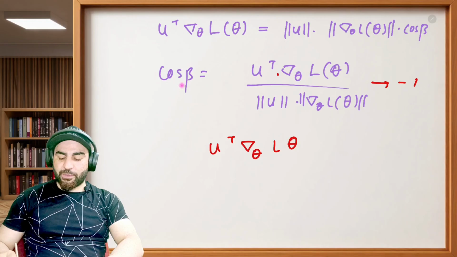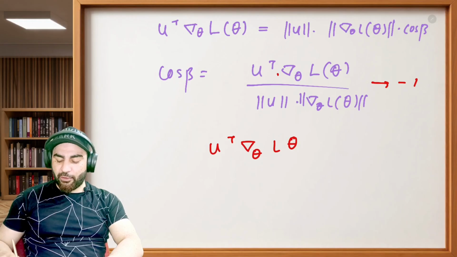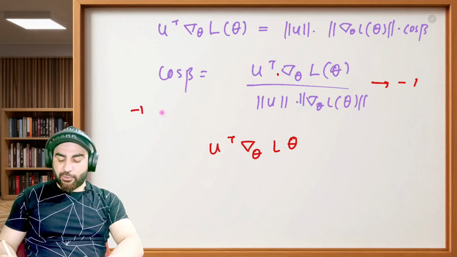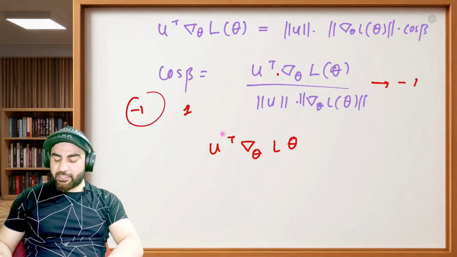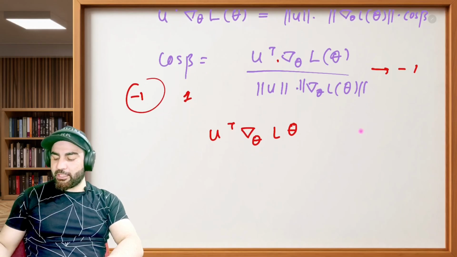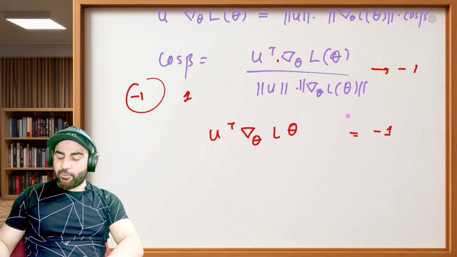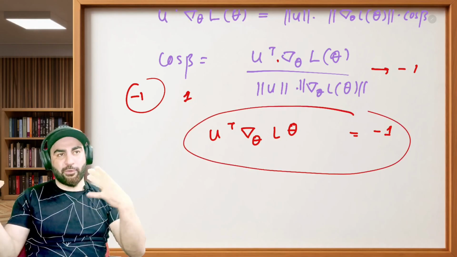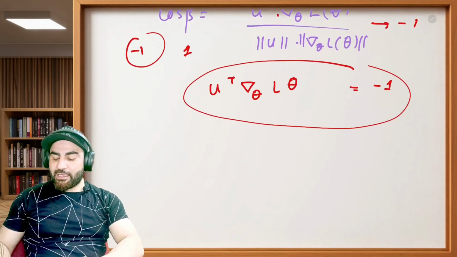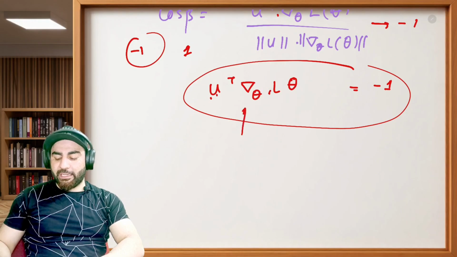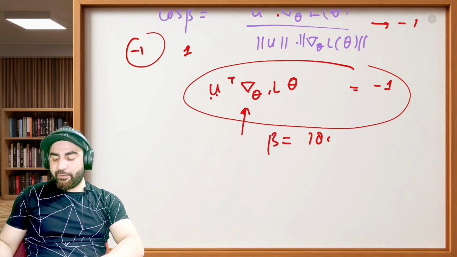Okay, so this is cos beta, and cos beta is a bounded value between -1 and 1. We want this value to be -1. If you want this value to be -1, because we want it as negative as possible, that means these two things should have an angle of 180 degrees. So the beta angle should be 180 degrees between these.